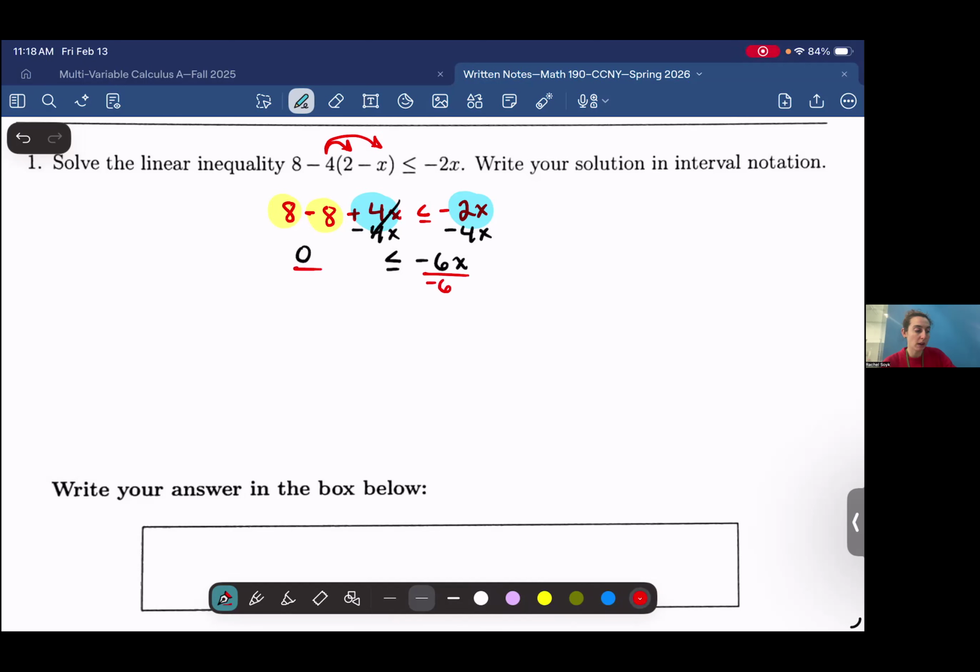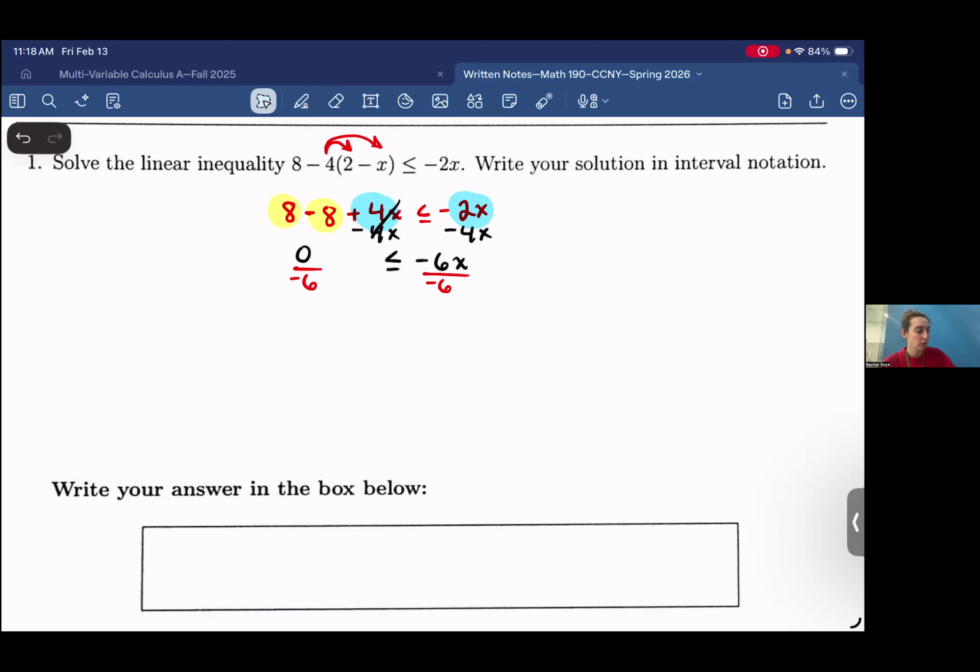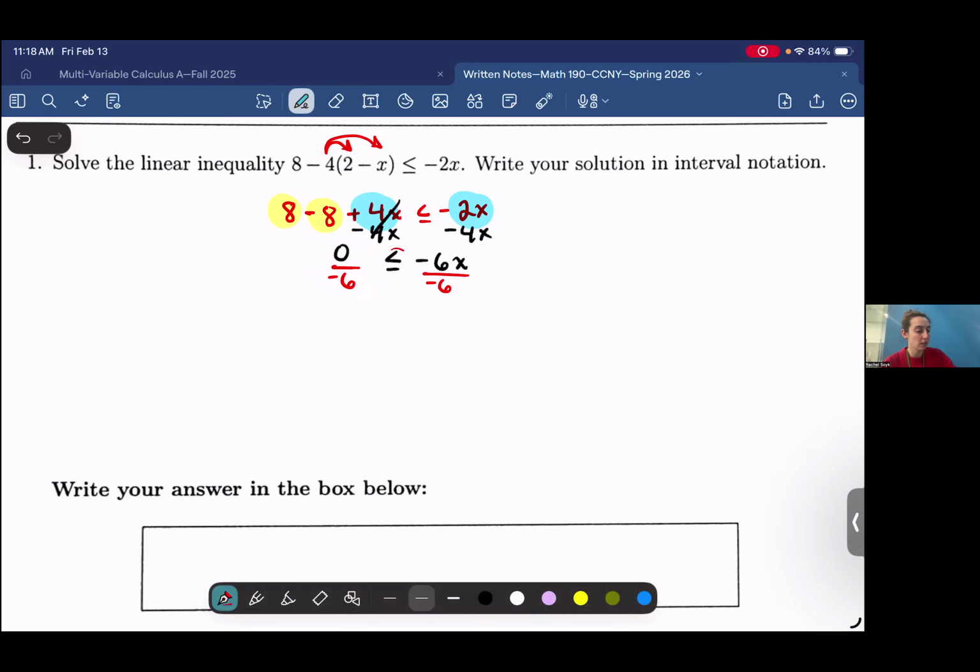Ooh, we're dividing by a negative. What happens when you divide by a negative? The inequality is going to flip. So now we're looking at 0 divided by negative 6 is just 0, is greater than or equal to x. I always like to have my variable on the left-hand side, so I'm going to write it as x is less than or equal to 0.